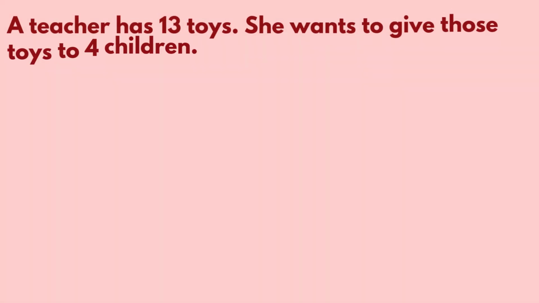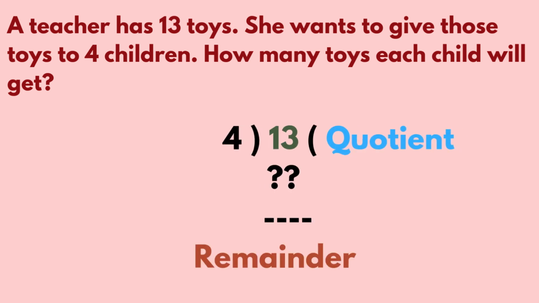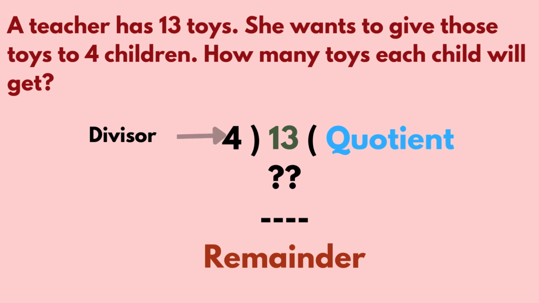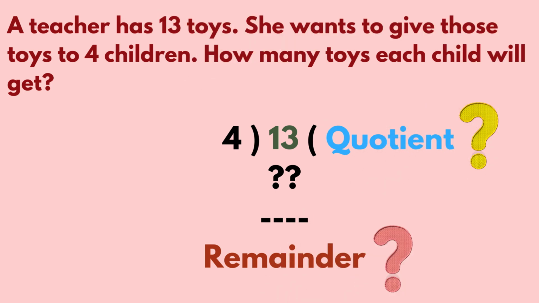A teacher has 13 toys. She wants to give those toys to 4 children. How many toys will each child get? Here 4 is the divisor, 13 is the dividend. Find out the coefficient and remainder. For this, we need to know the 4 times table.